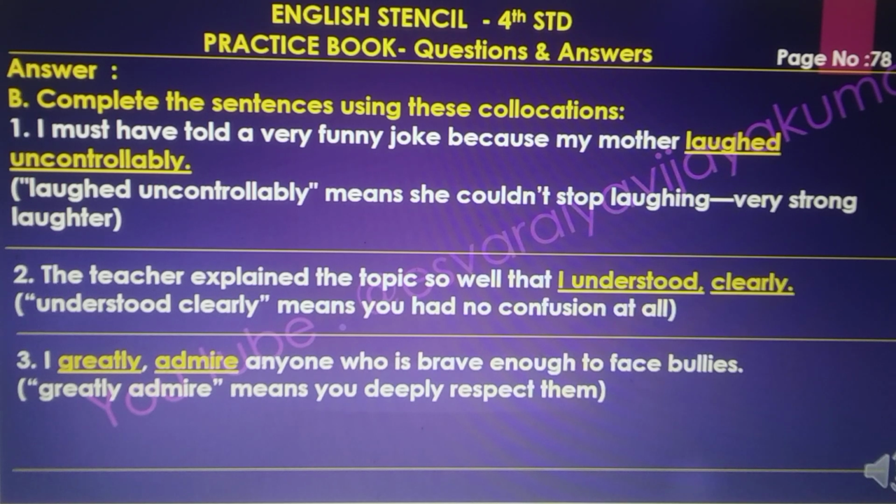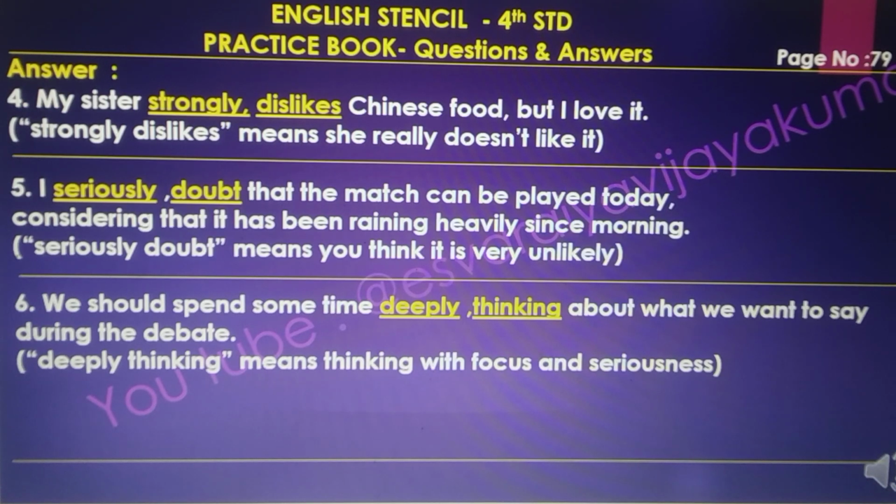Third one, I greatly admire anyone who is brave enough to face bullies. Greatly admire means you deeply respect them. And fourth one, my sister strongly dislikes Chinese food but I loved it. Strongly dislikes means she really does not like it.